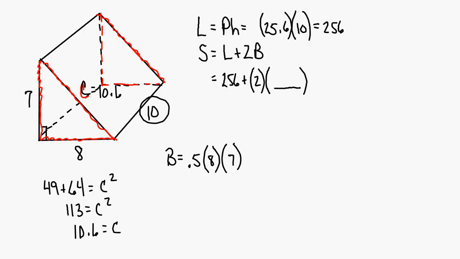So half of 8 times 7 is 28. So your big letter B, or the area of this base, is 28. So your total surface area of this triangular prism is 256 plus 2 times 28. It's 312.